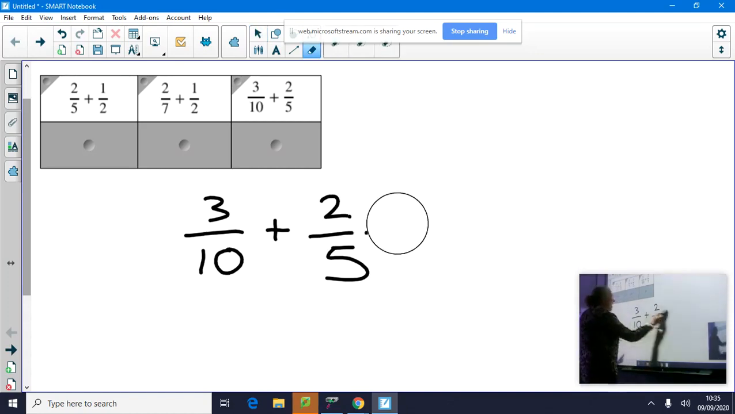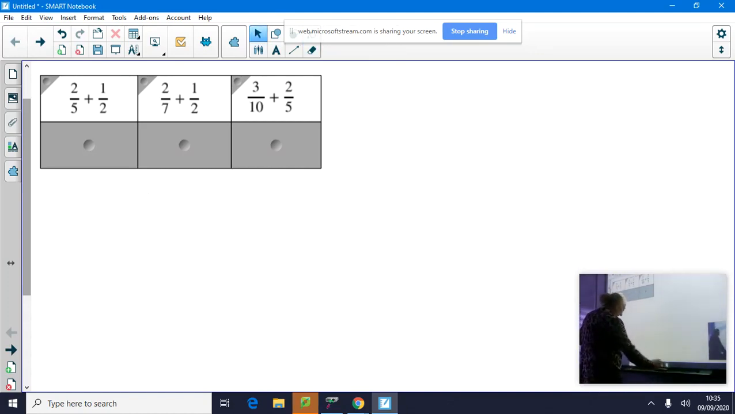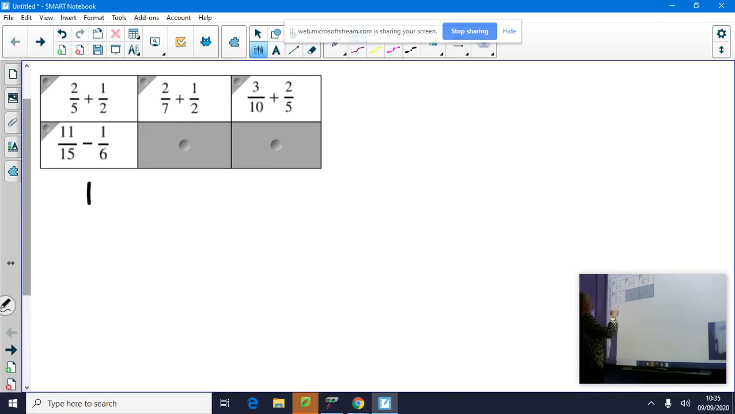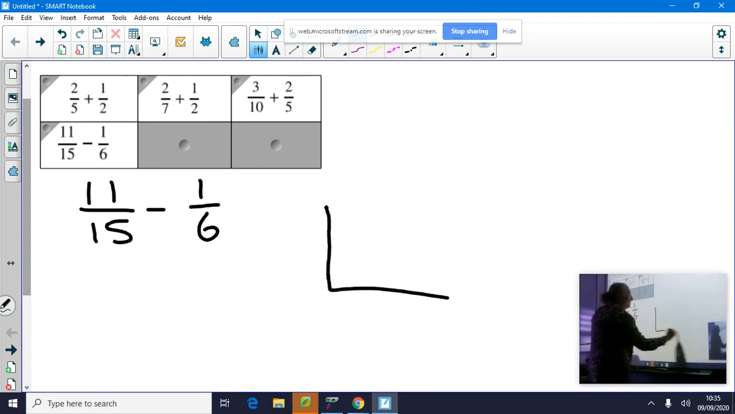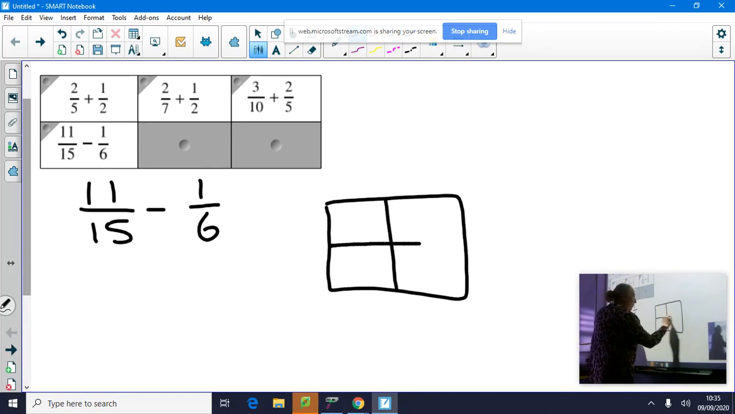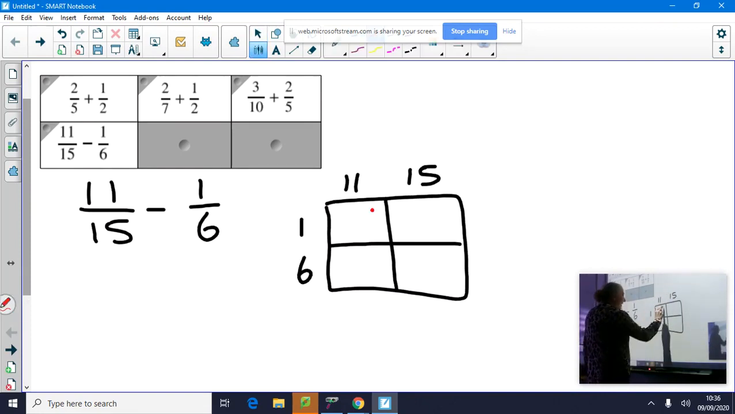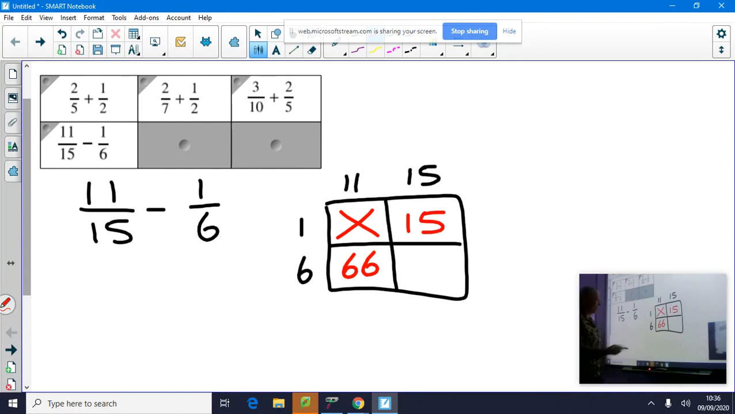Okay, right. Don't panic. We've got 11 fifteenths minus 1 sixth. Easy. Box 4, 11 fifteenths, 1 sixth. Kiss. 1 times 11, can't do. 1 times 15 is 15. 6 times 11, nice and easy. And 6 times 15 is 90.